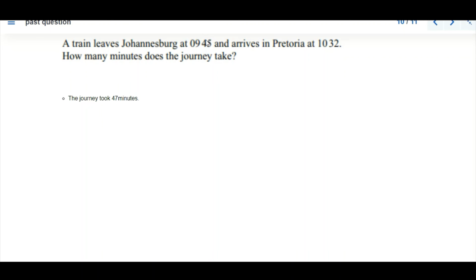Going from 9:45 to 10:32 is going to take 45 minutes. Let's subtract 45 from 60, that is 15. So 15 minutes left, then add 32, which makes 47. So it's going to take 47 minutes for the journey.